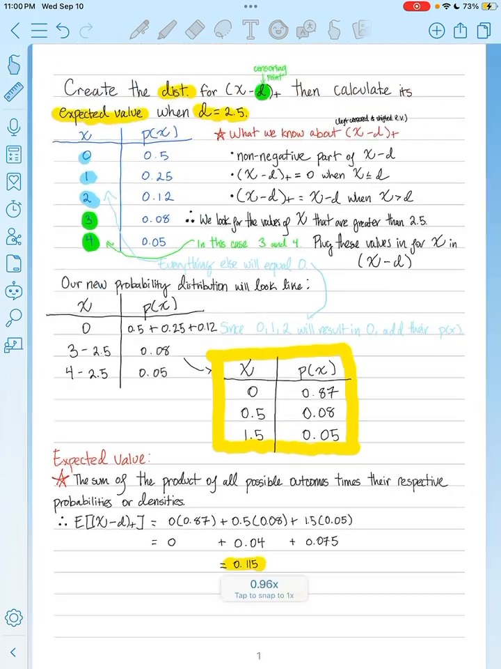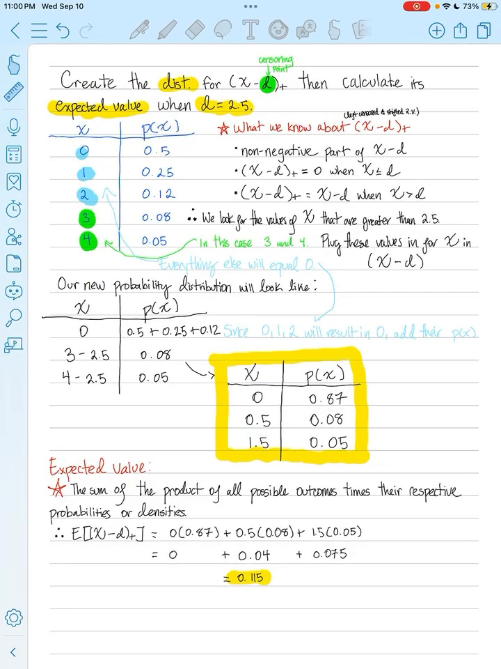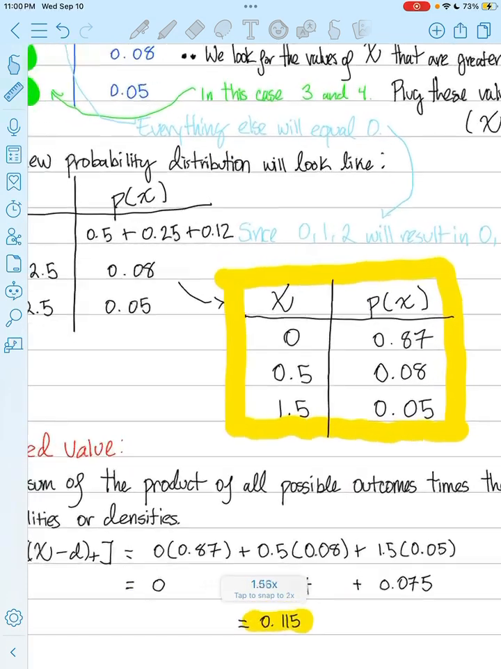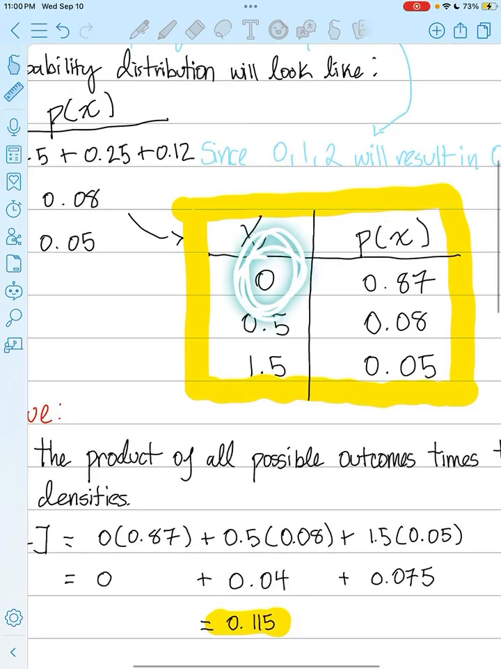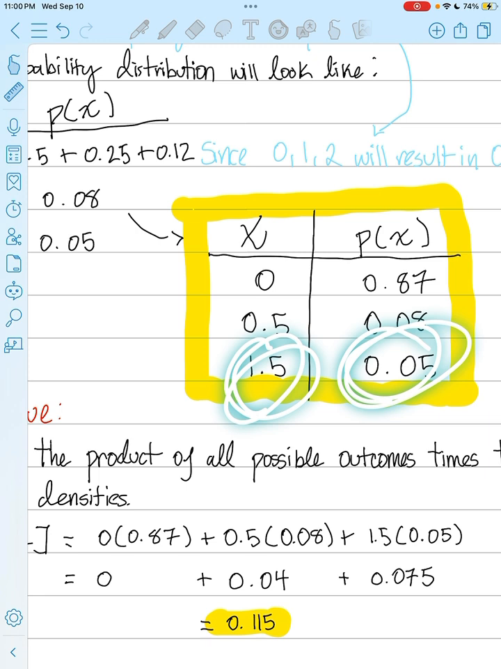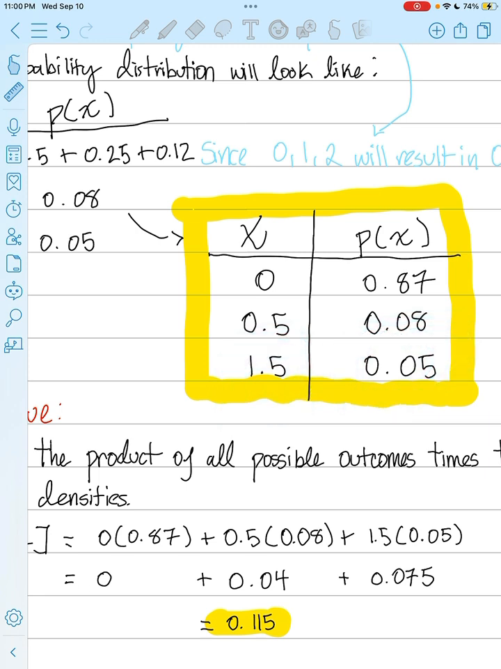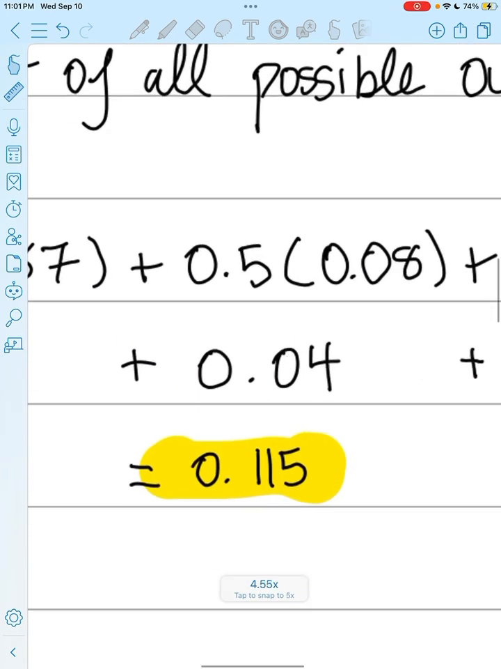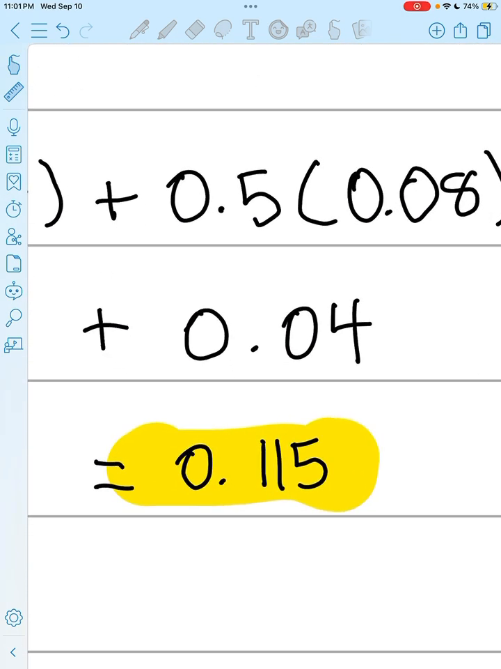So the expected value of our left censored and shifted random variable would be equal to our first value, 0, times our first probability, plus our second value times our second probability, plus our third value and our third probability, which would give us 0, 0.04, and 0.075, which would give us our answer of 0.115.